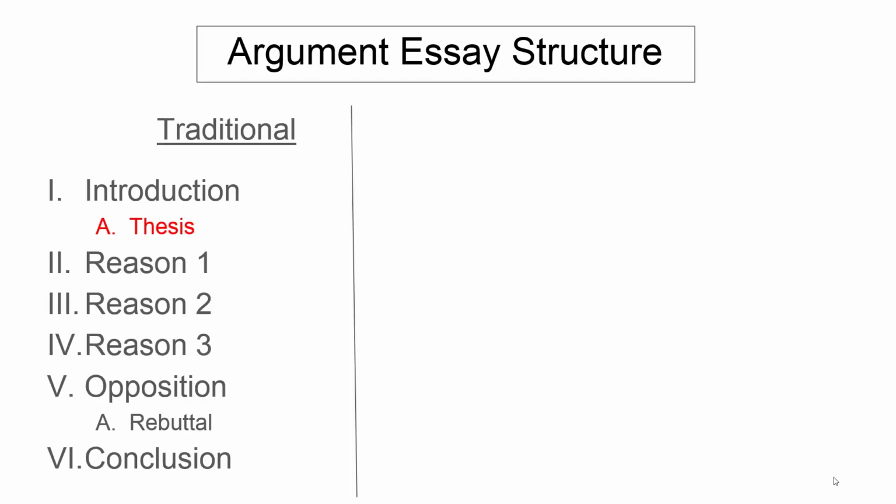Here's a sample structure. In a traditional argument essay, as in most essays you've learned to write, the thesis statement goes at the end of the introduction paragraph. Then present your reasons. Reasons 1, 2, 3, 4, 5 to support your argument. Then you'd have what the opposition says and a rebuttal explaining why the opposition is incorrect, followed by a conclusion.